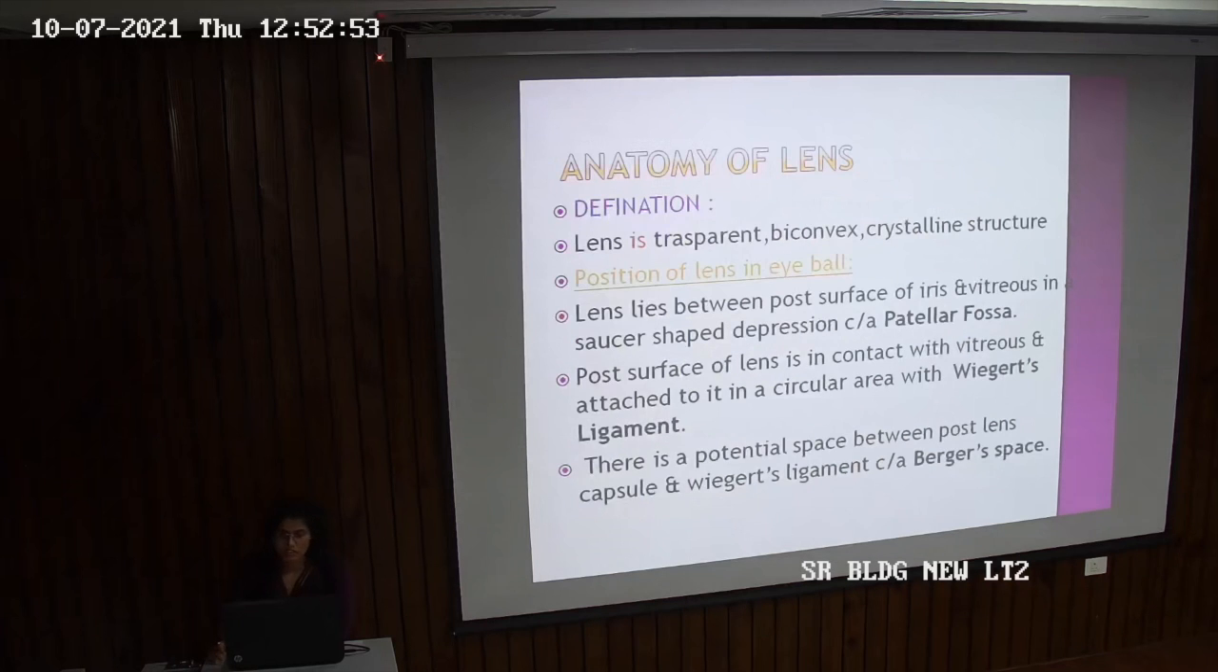So this is my topic, as we know, anatomy of lens. First of all, the definition: the lens is a transparent biconvex crystalline structure. Now, the position of the lens in the eyeball, how it is placed. There is a place called the patellar fossa, which lies between the posterior surface of the iris and the vitreous, a saucer-shaped depression, and the posterior surface of the lens lies in it.